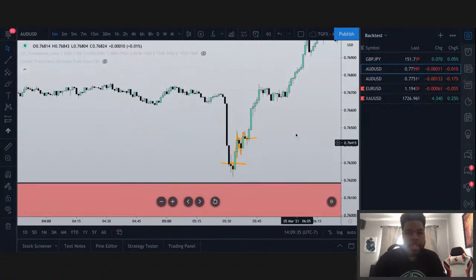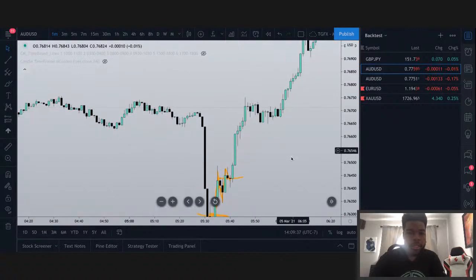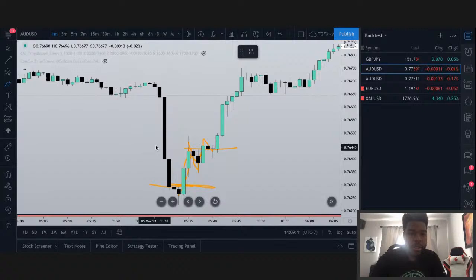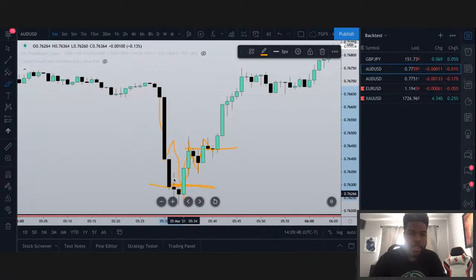Okay, now question for you guys: if price on this bearish drop had put in a lower high here and then dropped down here, would we be looking to buy it here?